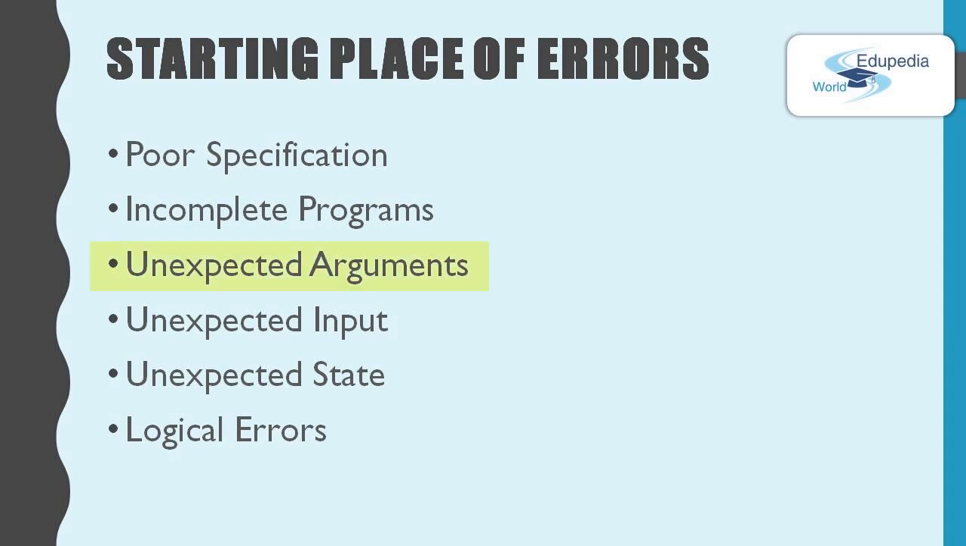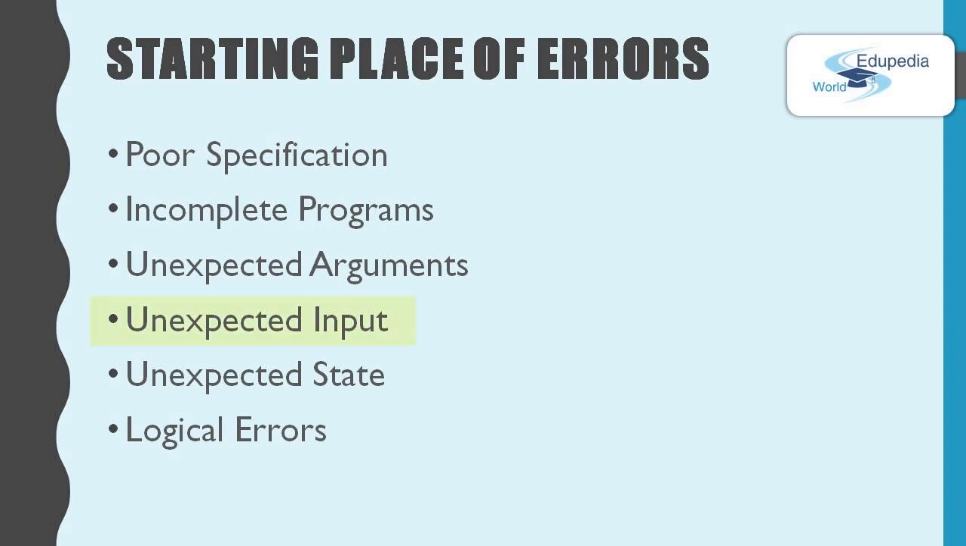The third one is unexpected arguments. Functions take arguments. If a function is given an argument we don't handle, we have a problem. For example, calling the standard library square root function with a negative value as the argument. We cannot find the square root of a negative value. Check out what this function would do.